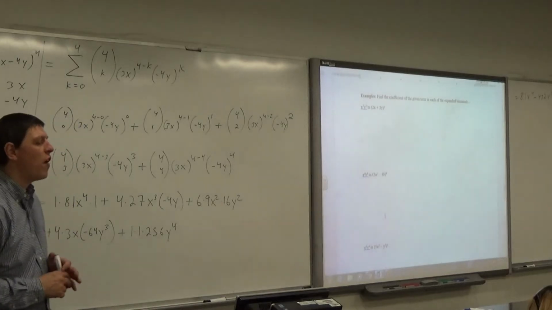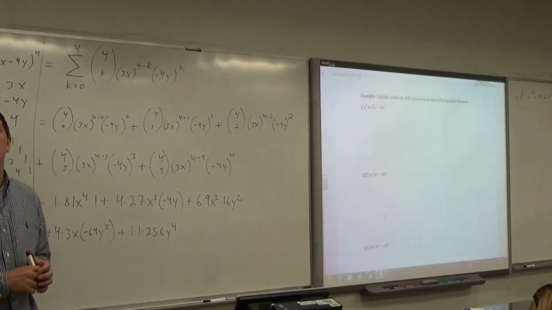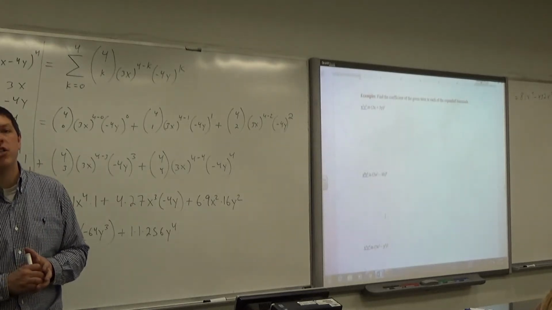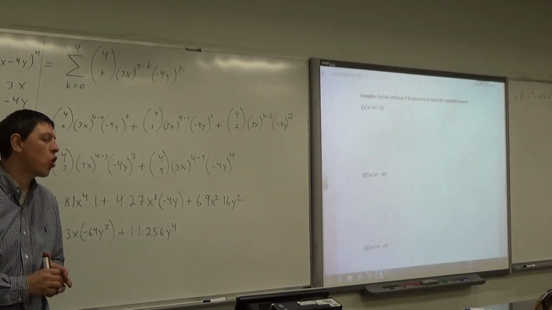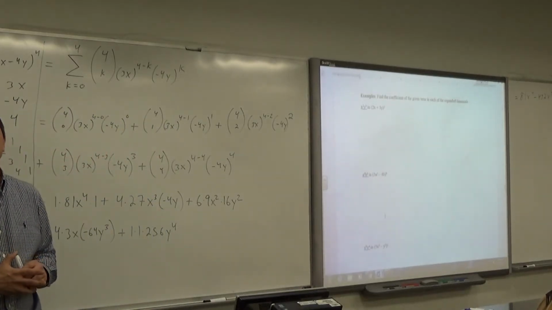This one says just find the coefficient of the given term in each of the expanded binomials. So no, you don't have to expand it out 9 times. You just have to find the term that matches A6, B6 in that expanded binomial. That's all we're doing. Okay.